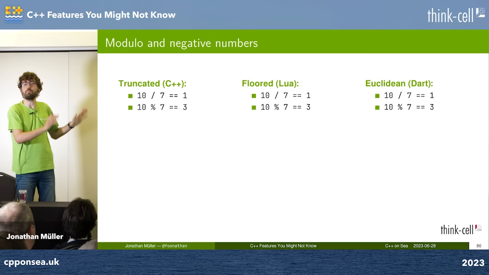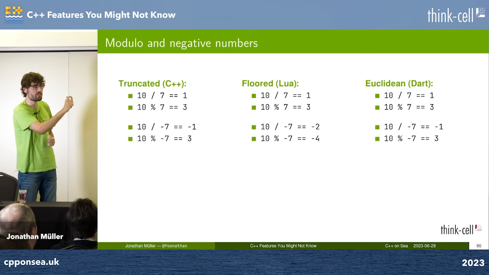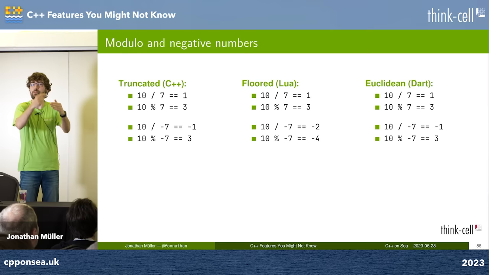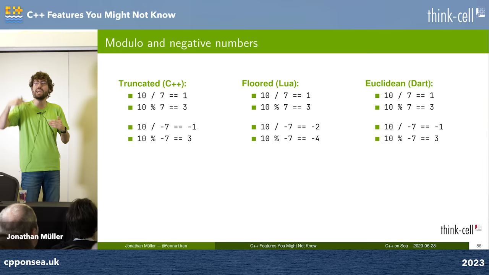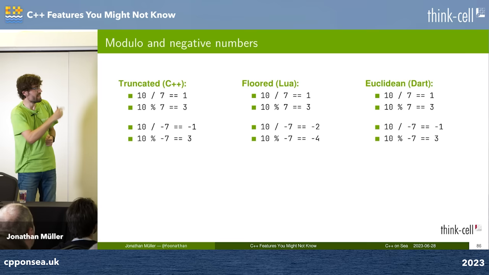If we have a division by negative 7, C++ truncates it. So 10 divided by negative 7 is negative 1. But with float division, we always round down. So 10 divided by negative 7 is some negative value with a fraction. We round that down to negative 2, which means we need to add back a negative value to get down to 10, because we went past that. Because negative 7 times negative 2 is 14, and then we have to subtract 4 to get to the remainder. And with Euclidean, we get the same behavior as in C++.